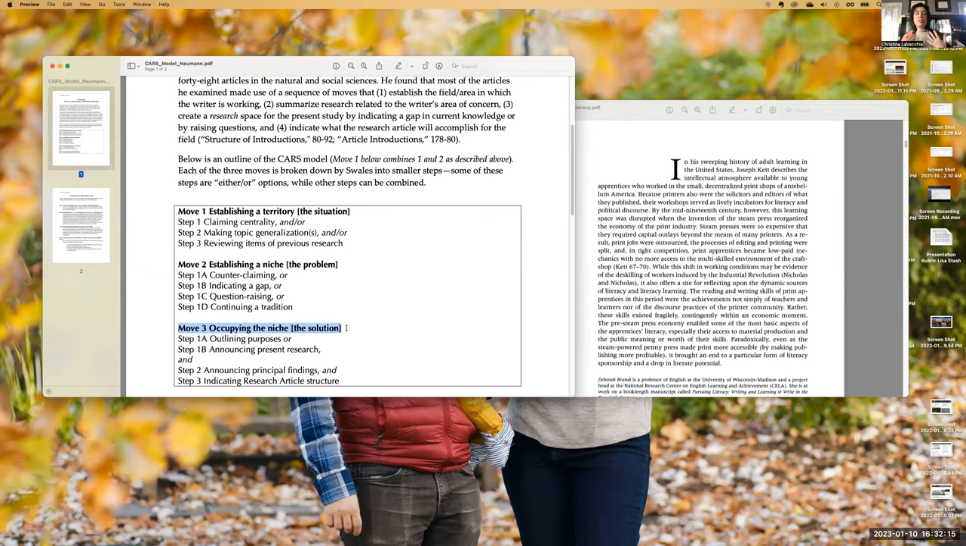They usually say, here's my solution to that problem. And then they'll say, here's how I'm going to do that. My purpose is this. And here's what the structure of this article is going to look like.